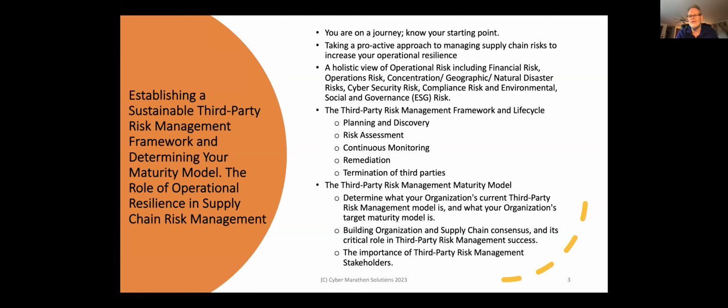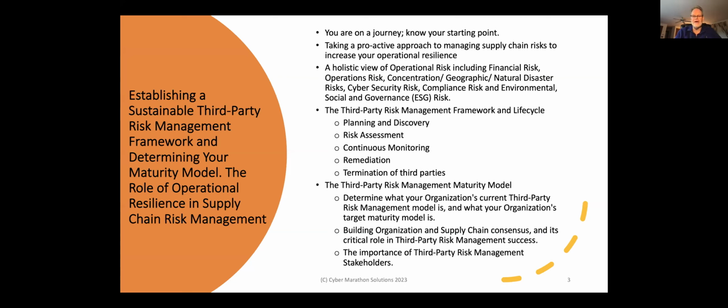When we do risk assessment, the point is not to complete the risk assessment. The point is to remediate the issues that are identified as part of the risk assessment, because it's only through that remediation that risk is actually reduced. And then finally, the termination of third parties.